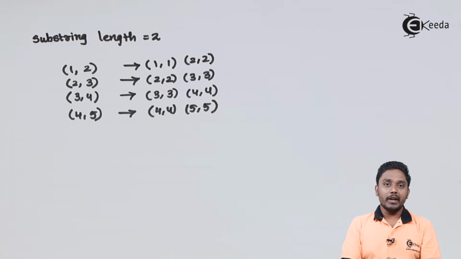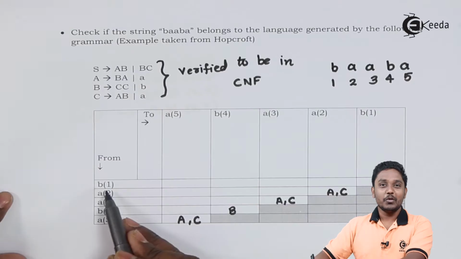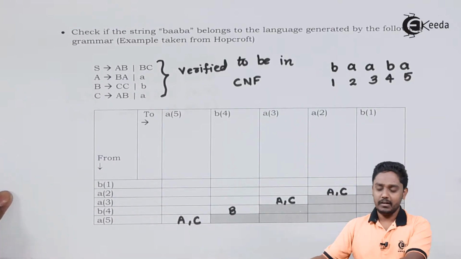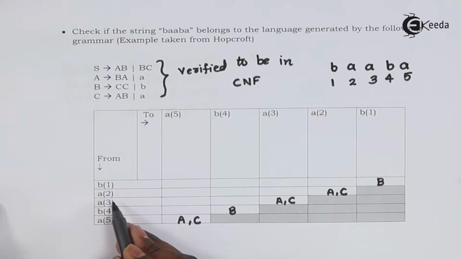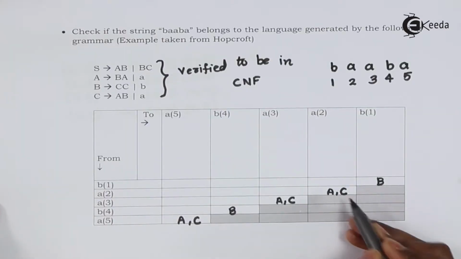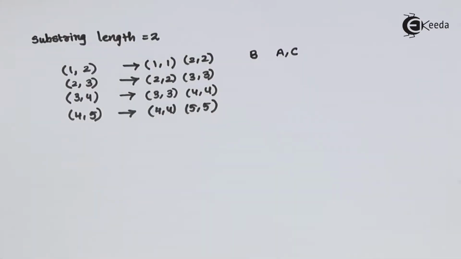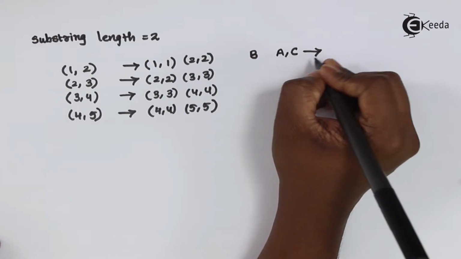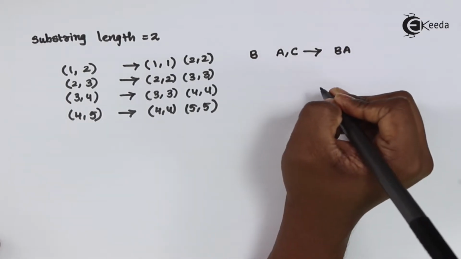Now comes the role of dynamic programming. We have already completed the dynamic programming table for length 1. Now we use that particular table to find out new productions which has to be generated. 1 1. Over 1 1 we see that the symbol is B. In case of 2 2, the symbol is A or C. If we apply concatenation, this must be either BA or BC.